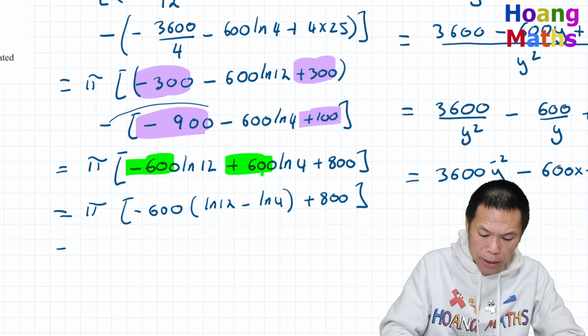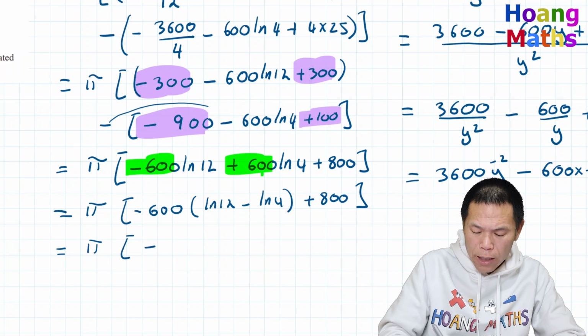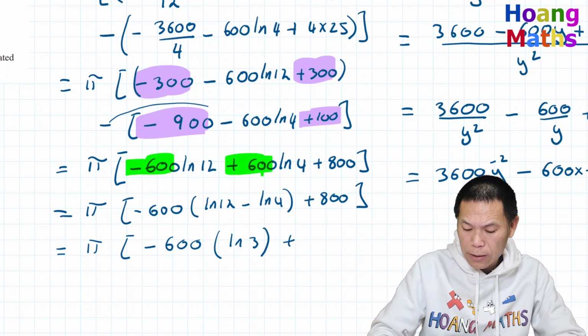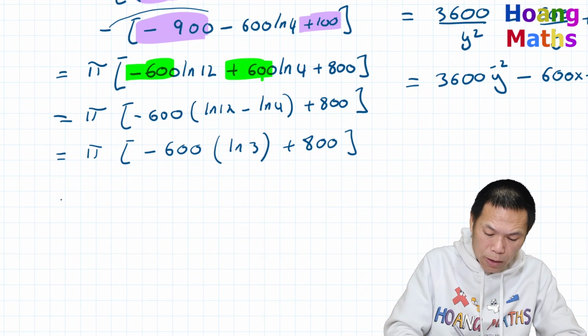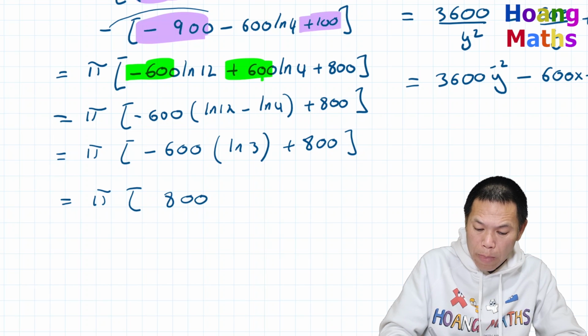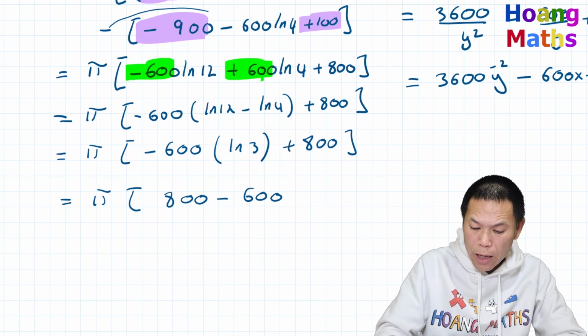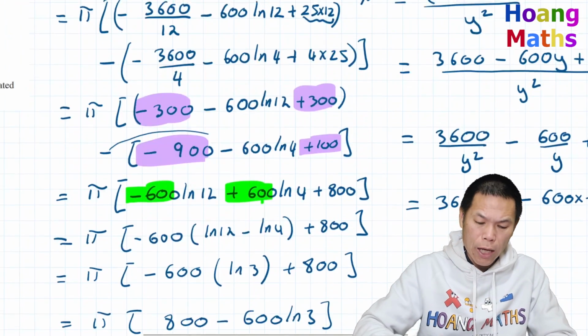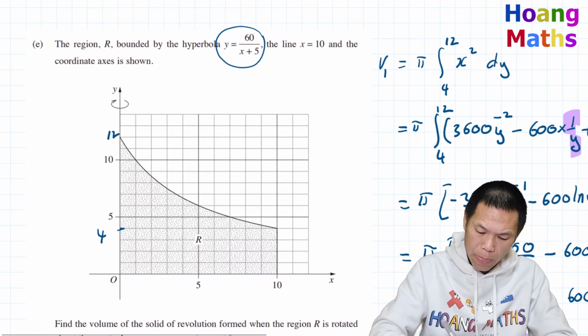So that becomes ln 3. That will give me pi, -600 ln 3, and then we add 800. So now that becomes pi times 800 minus 600 ln 3. So that is the volume of the hyperbola. Okay, so this volume here.